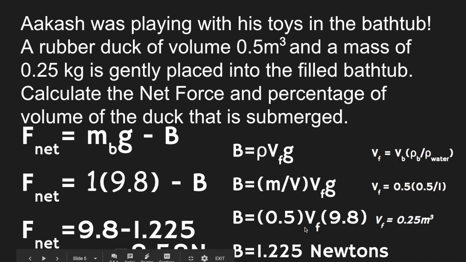And for the volume of the body submerged, we need to do some math right here. And that also gives us the percent of the body that's submerged, which is 50%, or 0.5. And V_f is equal to 0.25 meters cubed. We plug that in, and B is equal to 1.225 newtons. Now we use B and plug it back into the original equation to find the net force, which is 9.8 times 0.25 minus 1.225, and that is equal to 1.225 newtons.